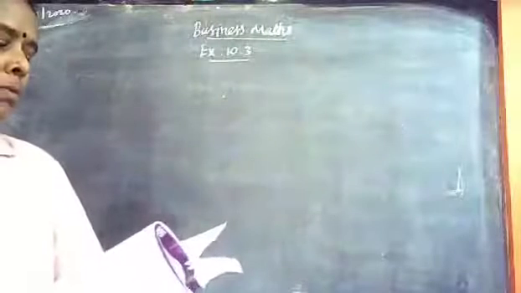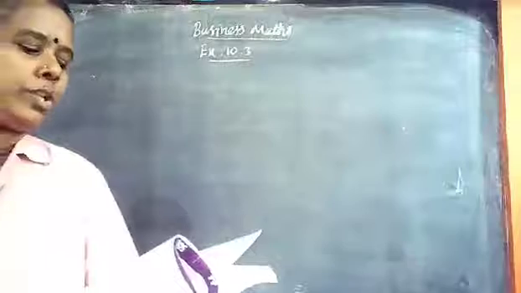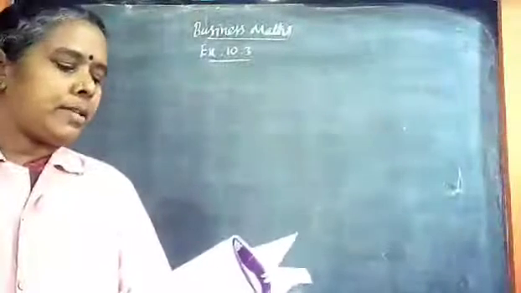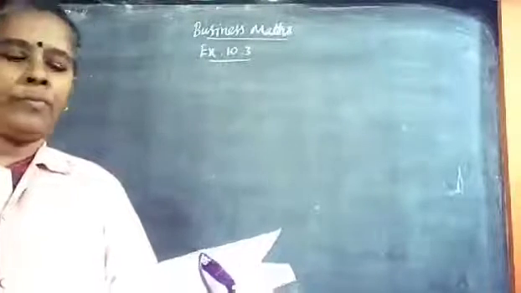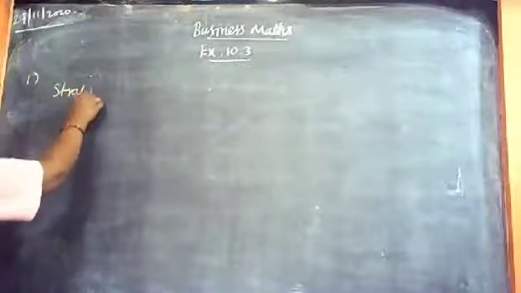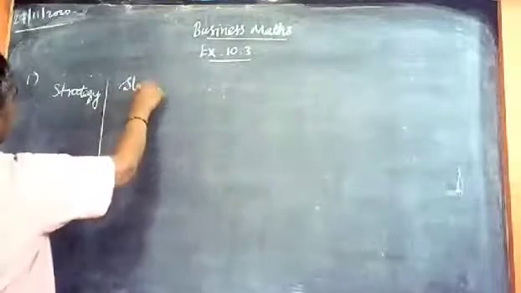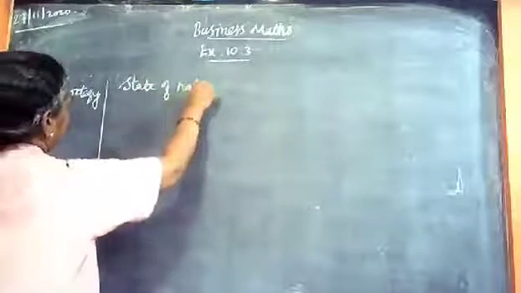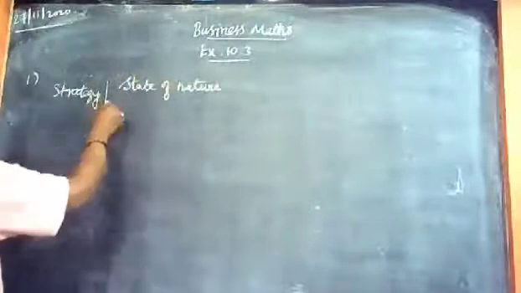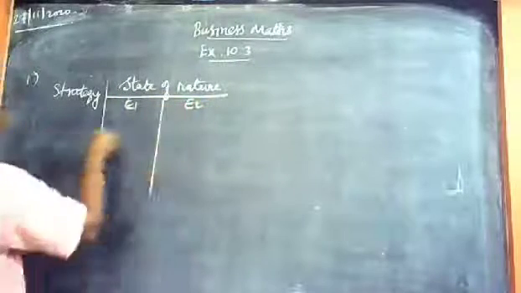Let us move to exercise problem 10.3. Question number 1. Given the following payoff matrix in rupees for 3 strategies and 2 states of nature. Select a strategy using each of the following rules: minimax and maximin. Let us write the question as it is given. Strategy, state of nature, under state of nature we have subdivisions E1 and E2.